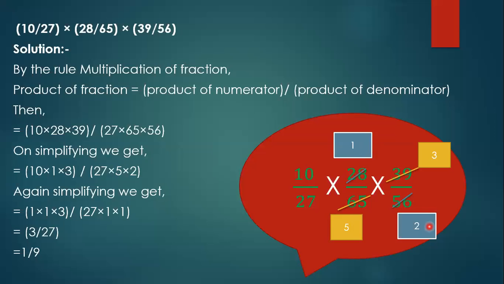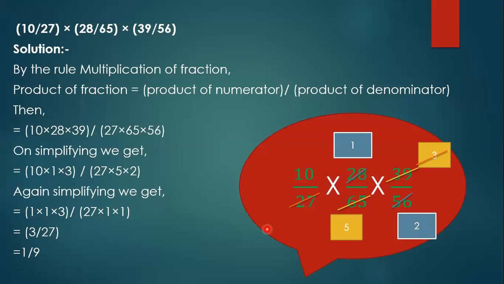I'm repeating again, children, you will have to practice cancellation. You will have to practice tables for that. Otherwise, you will have to do lots of calculations to get the answer. Now, children, here you see there is 5 in the denominator, 10 in the numerator. These two can be cancelled out. Similarly, here we have 3 in the numerator, 27 in the denominator. These two can also be cancelled out.